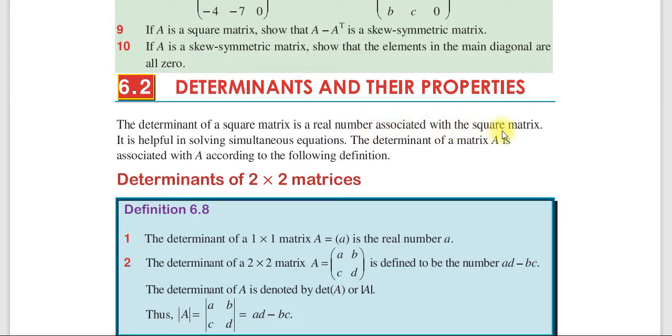So the determinant of a square matrix is a real number associated with a square matrix. እንግዲህ ዲተርሚናንትን ስንፈልግ ስኩዌር ማትሪክስ መሆን መቻል አለበት ይለናል። የምናገኘው ቫልዩ ደግሞ real number እንደሆነ ይነግረናል ማለት ነው። It is helpful in solving simultaneous equations. The determinant of matrix A is associated with A according to the following definition.